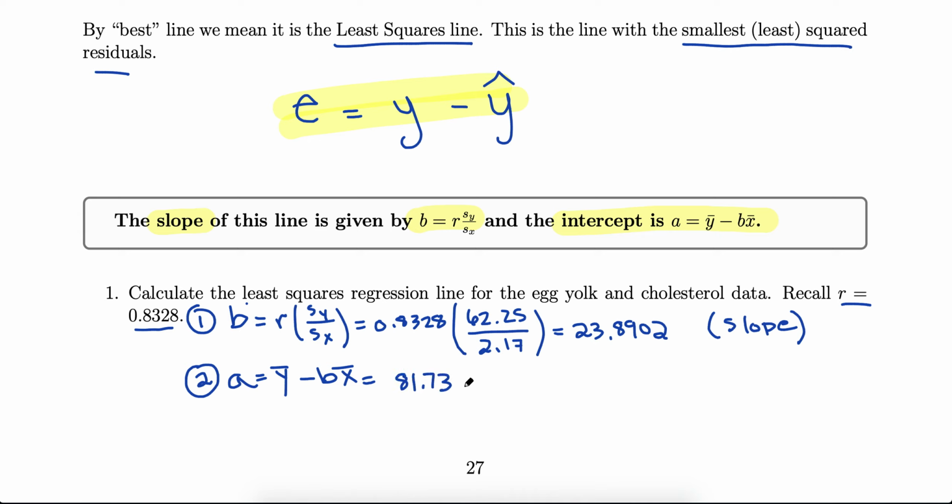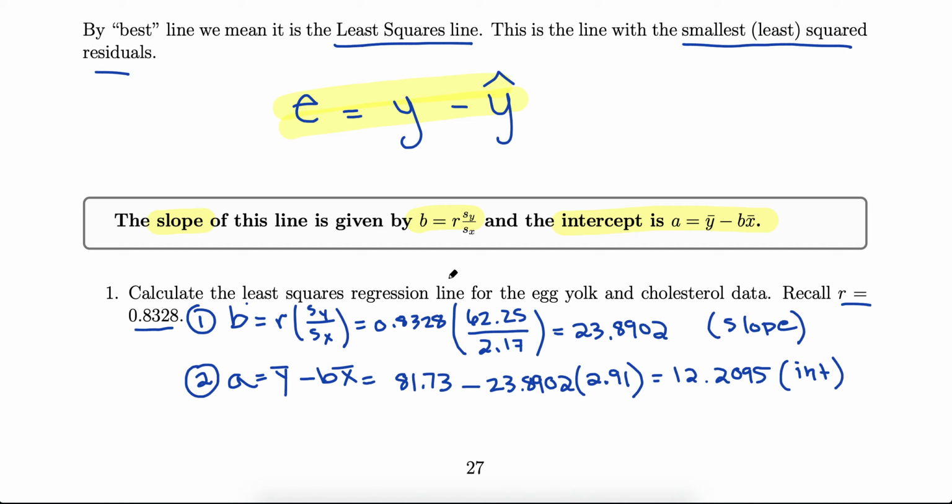81.73 value, minus the slope that we just found, 23.8902, times the mean of the x's, that's a 2.91. So take a pause and just check out at the top, make sure you understand where all these numbers are coming from based on our formula here. And when you work that out, you should get 12.2095, again just rounding to 4 for consistency across the course. And this is the value of our y-intercept.